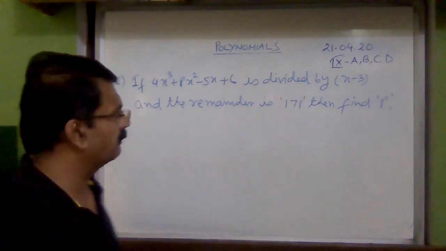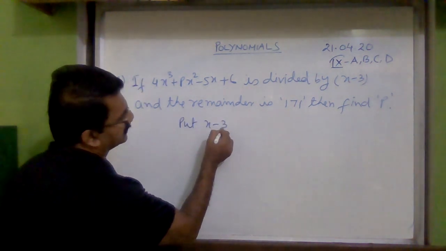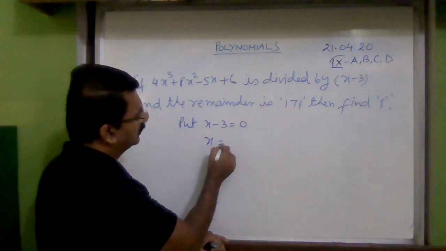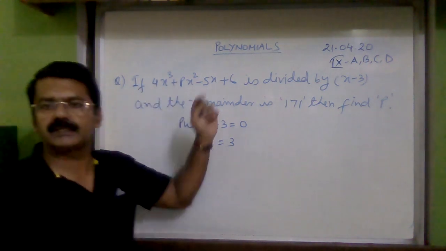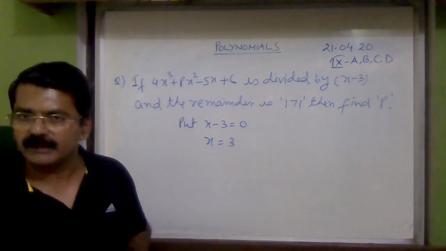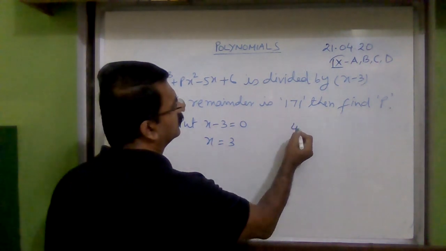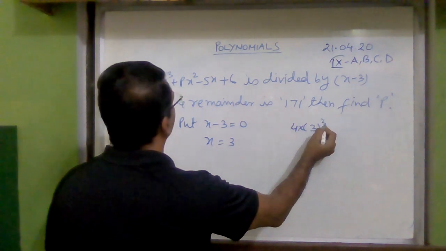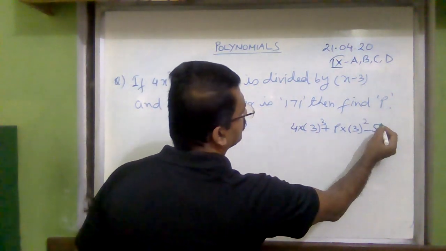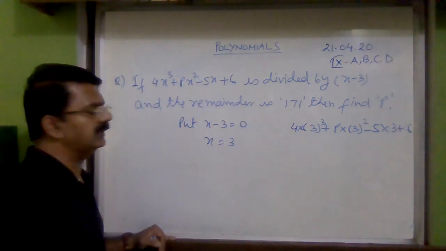Once again, applying the same method, put x minus 3 equal to 0. Then x is equal to 3. Now in the expression, if in the place of x you put 3, then you will get the remainder as said by the remainder theorem. So 4 into 3 cube plus p into 3 square minus 5 into 3 plus 6 will be the remainder.